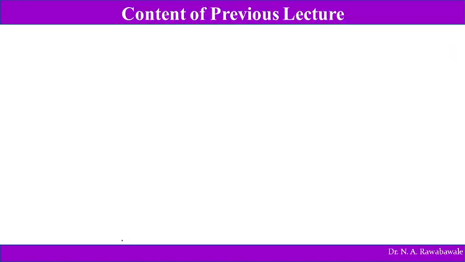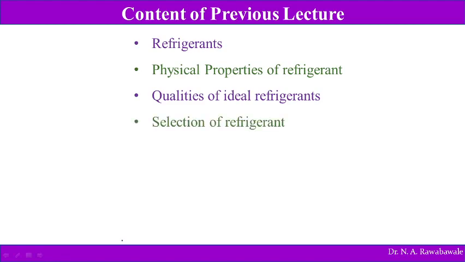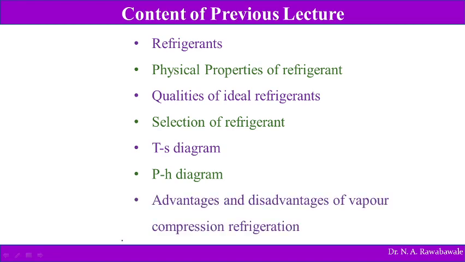In the previous lecture, we discussed refrigerants, physical properties of refrigerants, qualities of an ideal refrigerant, selection of refrigerant, the p-h diagram for the properties of refrigerant, and advantages and disadvantages of the vapor compression refrigeration system.